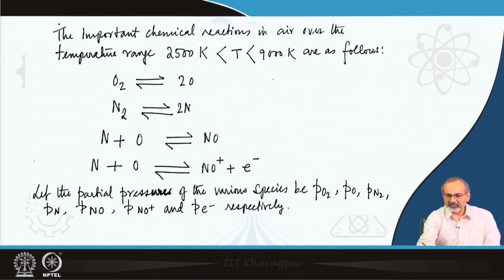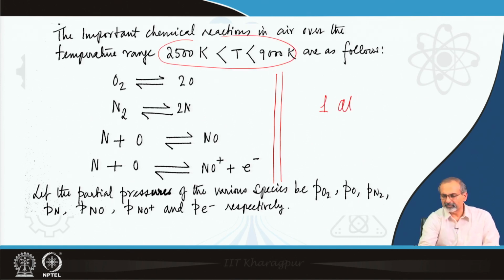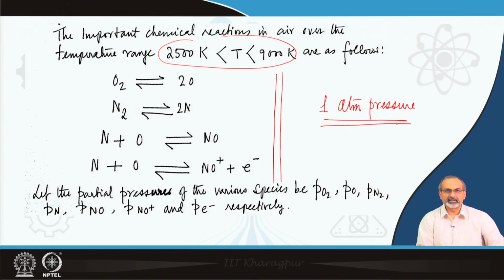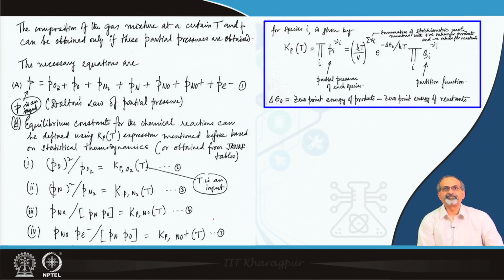So, we once again visit the most important equations which are relevant over this temperature range for 1 atm pressure. If you alter the pressure, then either the reactions may be inhibited or accelerated based on whether you increase the pressure or you decrease it. Accordingly, the partial pressures of the different species would also vary.